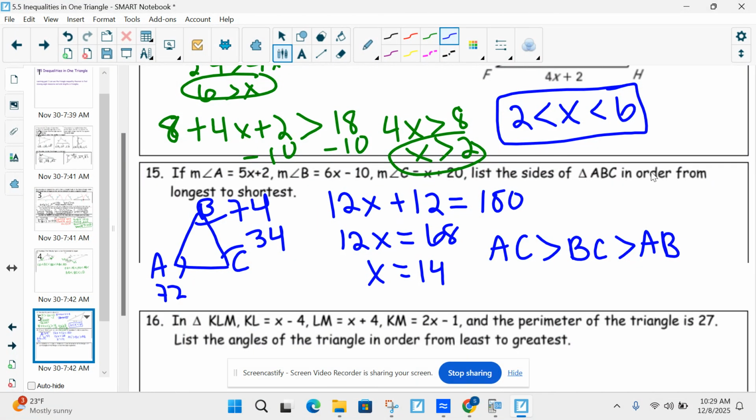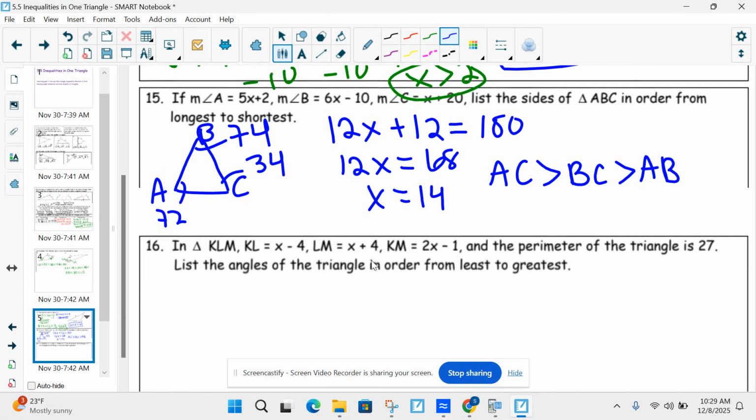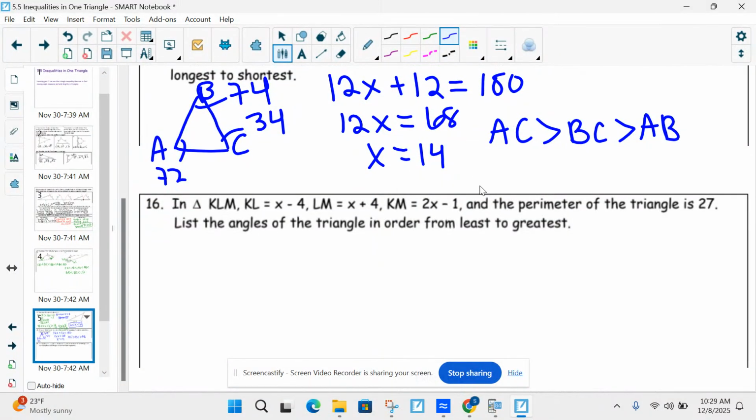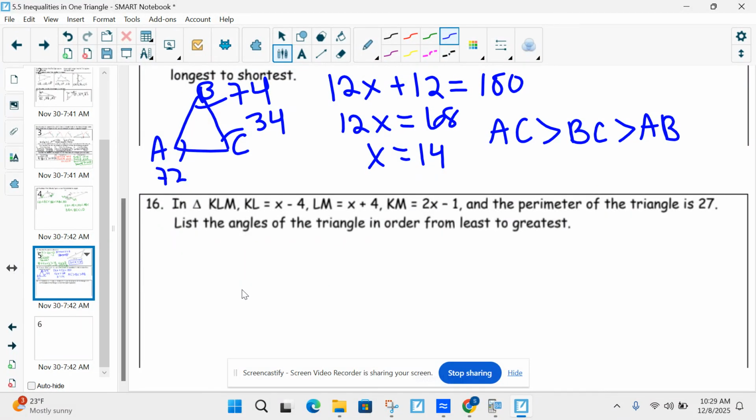Okay, the last question on here is just about perimeter. So you would add them up and set them equal to 27 and then list the angles in order from least to greatest. As your exit ticket, I will let you try this question on your own.